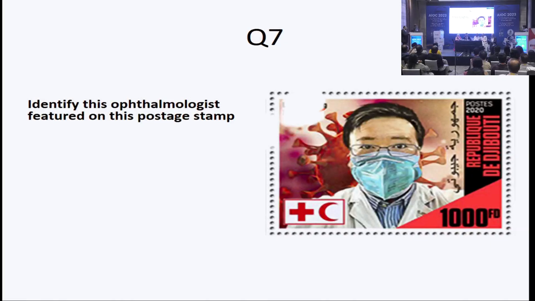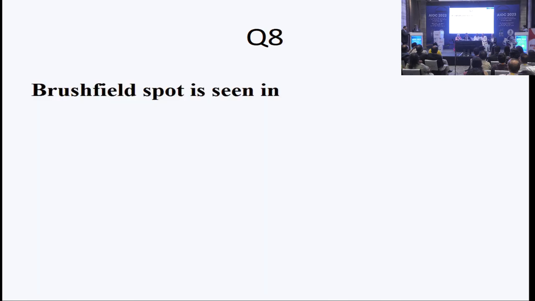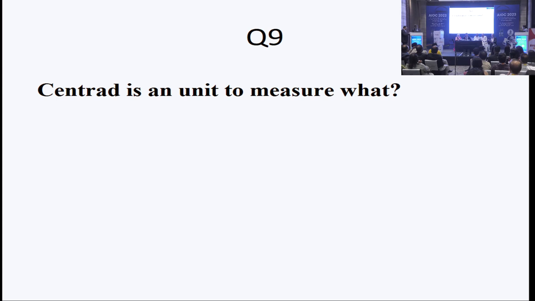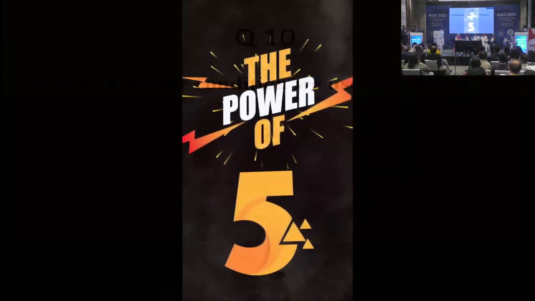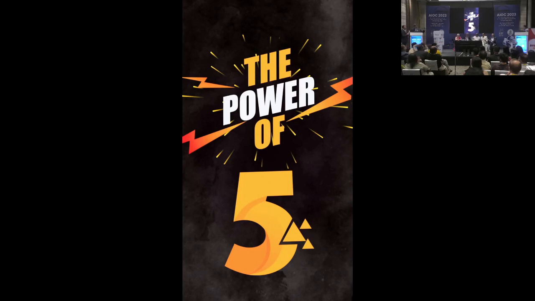Identify this ophthalmologist. Li Wenliang, from China. COVID. Full name, okay. Brushfield spot is seen in? Down syndrome. Centrad is a unit in measuring what? Prism. In which ocular condition do we use bleomycin? Retinoblastoma. Okay. Oh my God. No clap for Kaushik. Anything below 10 is a bad score for him.